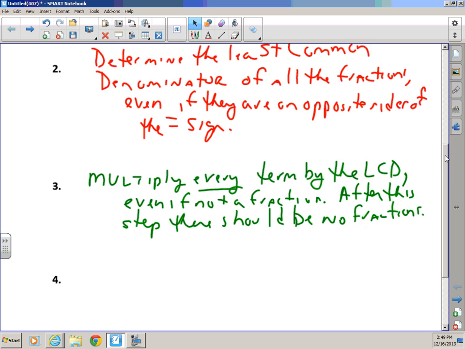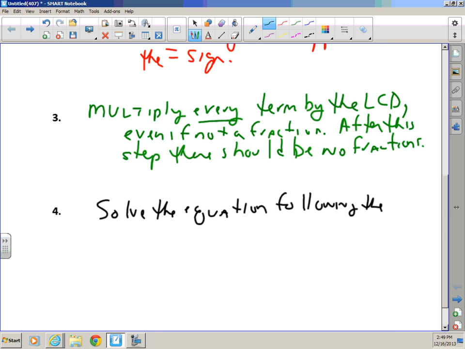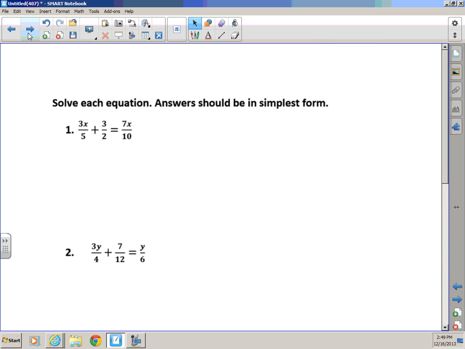Now, the last step, not really a step, but what we're just going to do is then solve the equation following the previously learned steps. So in other words, combining like terms, collecting the variables, unwinding addition, subtraction, unwinding multiplication, division. So solve the equation following the previously learned steps. So let's walk through 4 examples, and hopefully you'll have a much clearer idea of what's happening here.